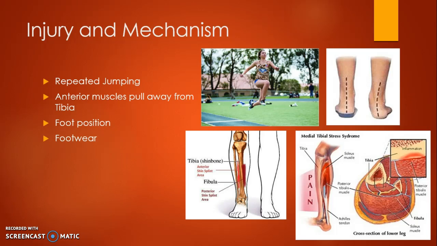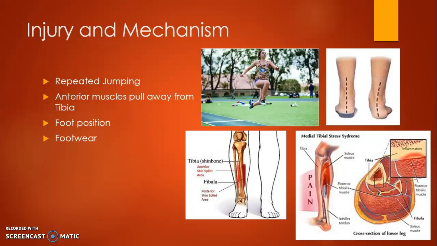So injury and mechanism of shin splints can be caused by repeated jumping, can be caused by the anterior or posterior muscles being pulled away from the tibia, be caused by the foot positioning when you land or when you walk in general, and it can also be caused by your footwear. Now, in the bottom two photos, you can see that we have highlighted some redness around the tibia, that shin bone from the previous picture.